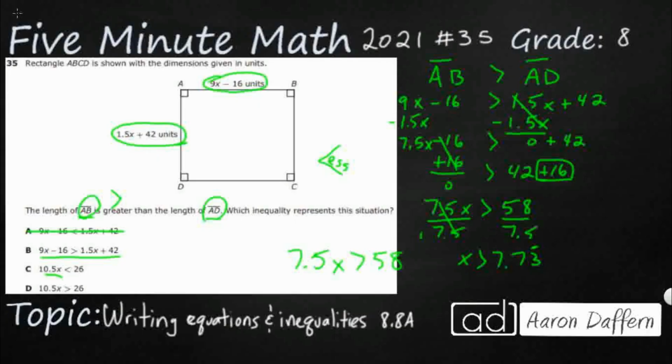You can get 10.5 if you add 1.5 to 9. But you don't need to add 1.5 to 9. You need to subtract 1.5 from 9. And then you would need to take this 16, you need to take it away from 42 to get that 26. So they just messed that up. So our answer here is B.